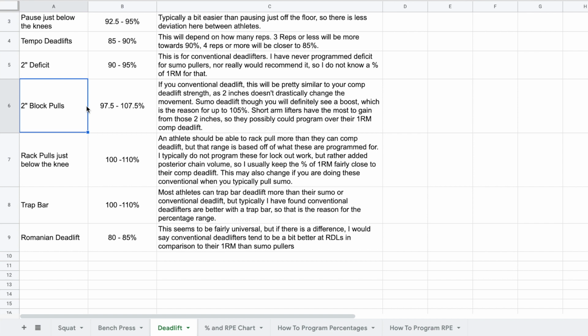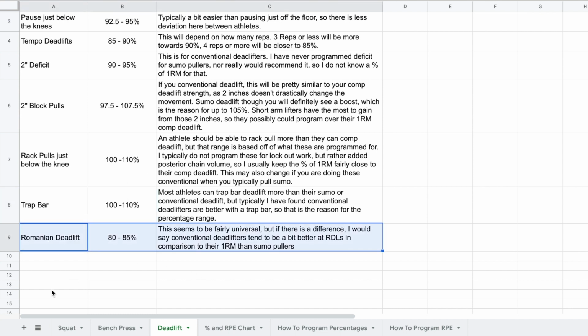Obviously, if you are increasing that, such as something like a rack pull below the knee, that's going to increase the percentage. And then specialty bar here, trap bar, I program that anywhere between 100 to 110%, and that's going to depend on, one, your general strength on the trap bar, but two, if you're using the low or the high handles. If you're using the low handles, that's probably going to be pretty close to your normal 1RM. If you're using the high handles, that's going to be a different movement because it's a higher starting point, so that's going to be a bit higher percentage. And then lastly here, we've got Romanian deadlifts, so I program that around 80 to 85%.